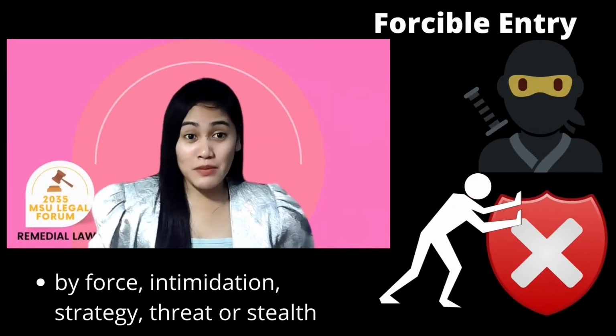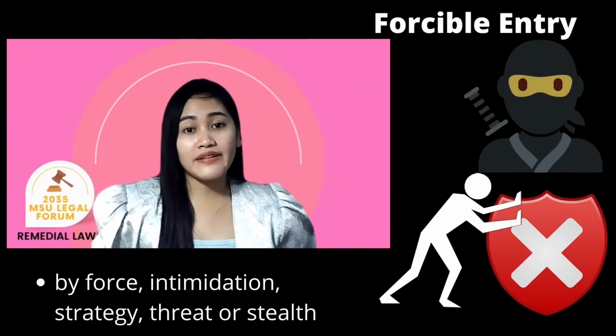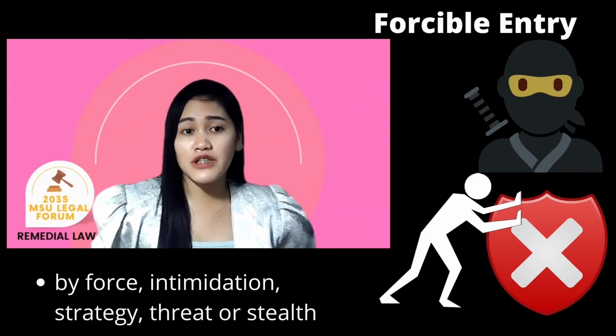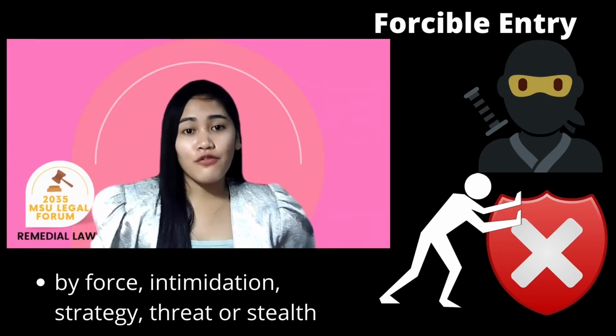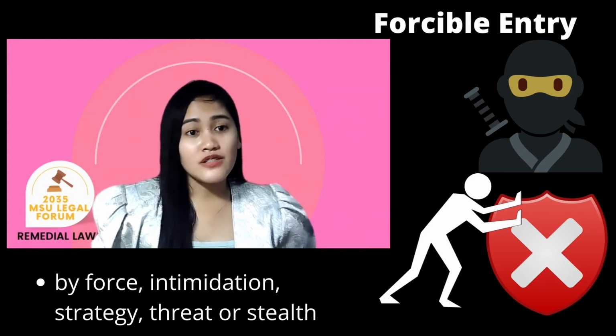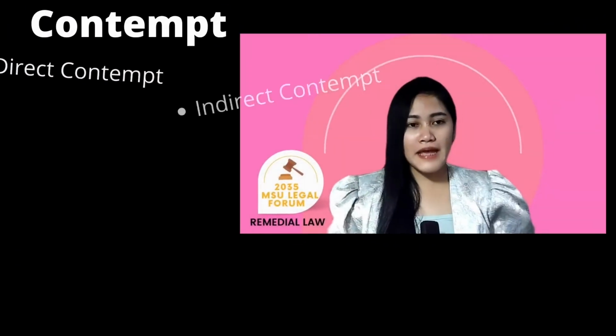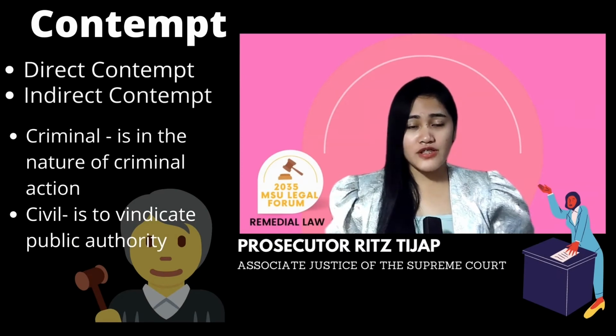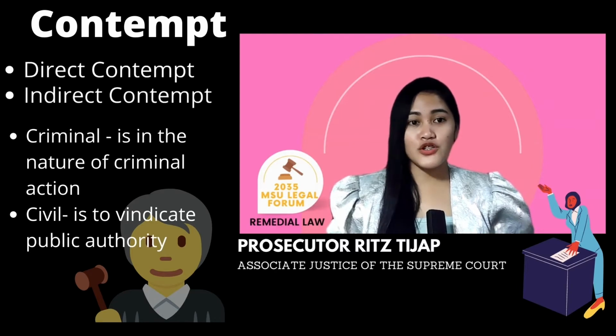Forcible entry. It is a special civil action whereby a plaintiff prays for the recovery of material or physical possession of real property because he was deprived of his possession thereof by force, intimidation, strategy, threat, or stealth. Contempt. There are two classifications of contempt. First is direct contempt, and the second one is indirect contempt. Contempt may also be classified into criminal contempt or civil contempt, as shown on your screen.